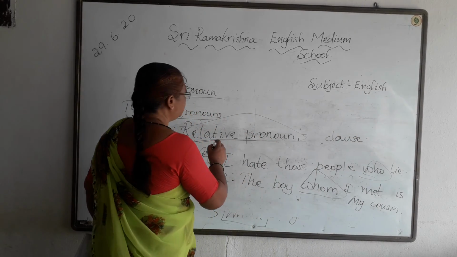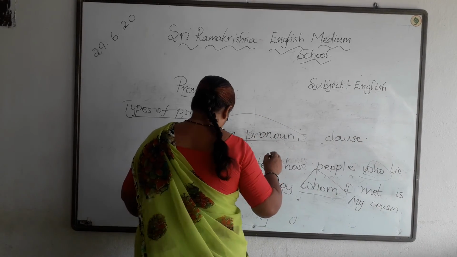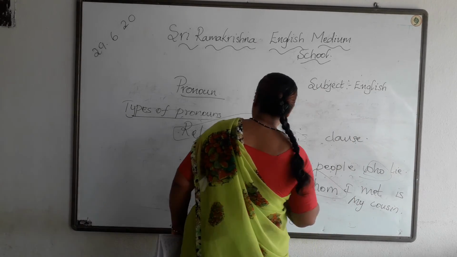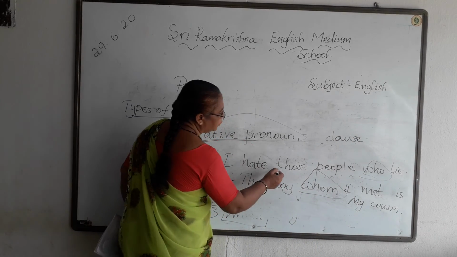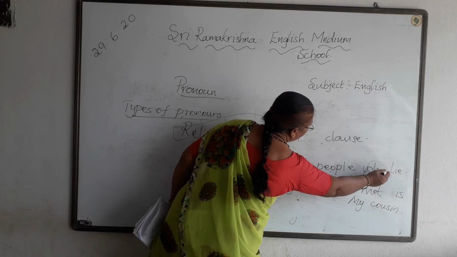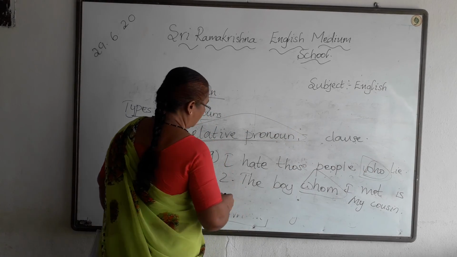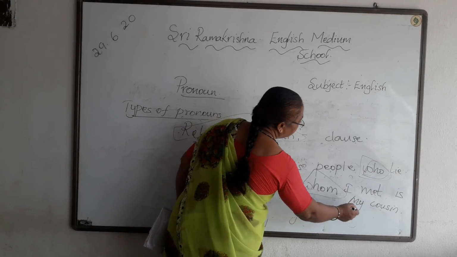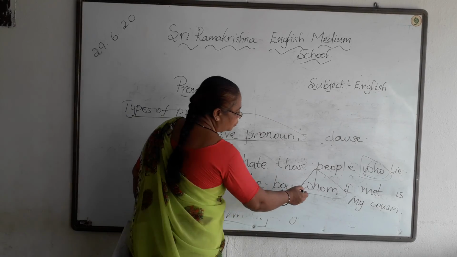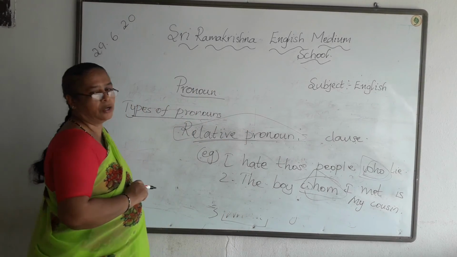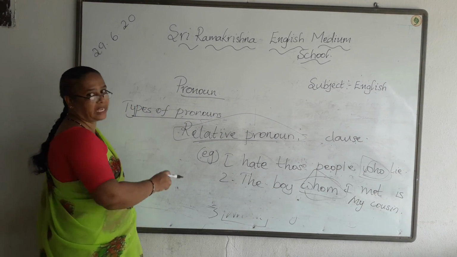So this relative pronoun introduces a relative clause. Example: I hate those people who lie. Here "who" is the relative pronoun. The boy whom I met is my cousin. Here "whom" is the relative pronoun. I hope you have understood all the types of pronouns.